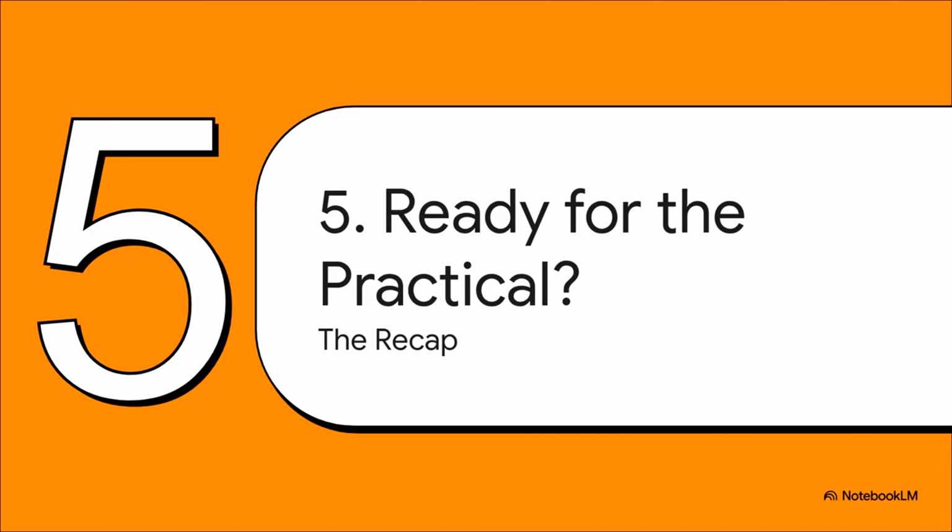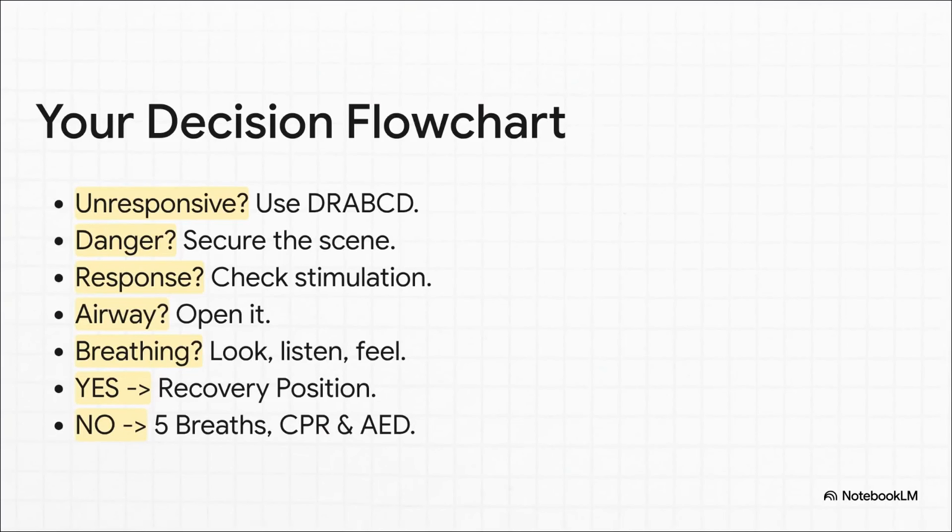All right, we've gone down both roads. You know what to do if they're breathing, and you know what to do if they're not. You've got all the key info you need for your practical. So let's just do one last quick-fire recap to really lock it all in. This right here is your whole decision-making tree. Unresponsive? You use DRABCD. Check for danger. Check for response. Open the airway. Then the big one. Check for breathing. If the answer is yes, they go in the recovery position while you wait for help. If the answer is no, you shout for help, give those 5 rescue breaths, and start that 30-2 cycle of CPR and use the AED.